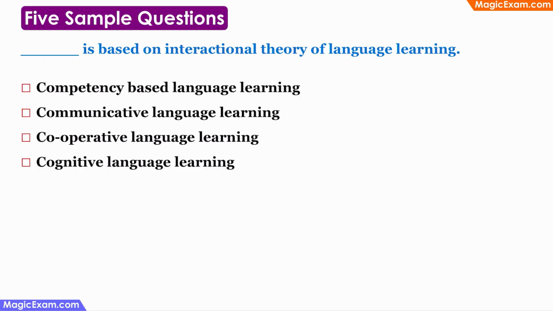Now let us solve some sample questions from previous question papers. The first question is, which of the following is based on interactional theory of language learning? So what is this interactional theory? Any theory which says that language is learned through interactions, through social interactions, is an interactional theory. So look at all the options and see which one of them is talking about any kind of interaction. The third option says cooperative language learning. So cooperation is nothing but social interaction. Therefore, the correct answer for this question would be option 3.